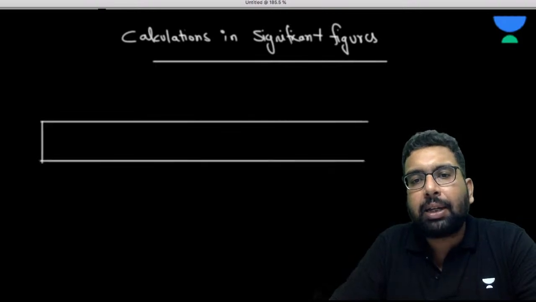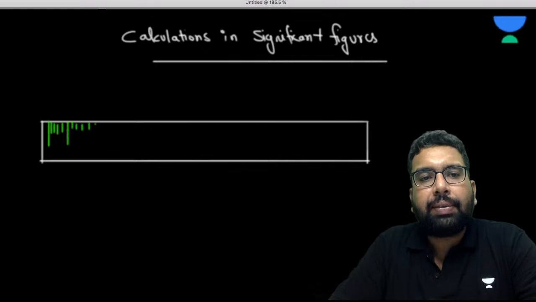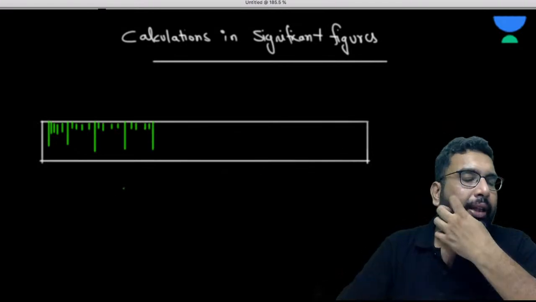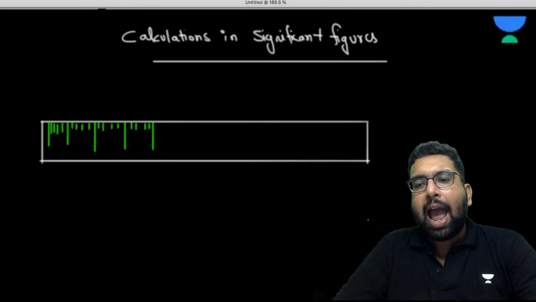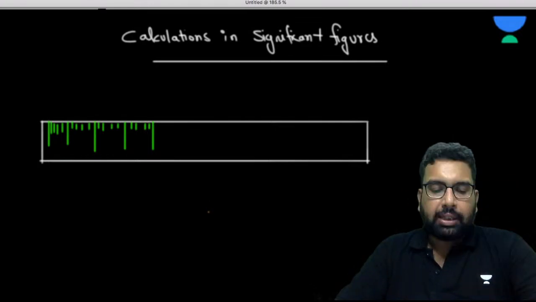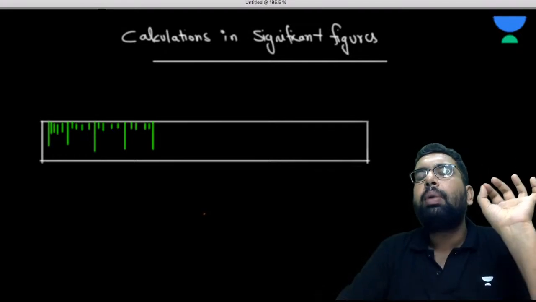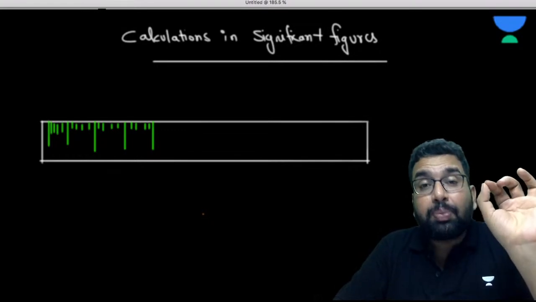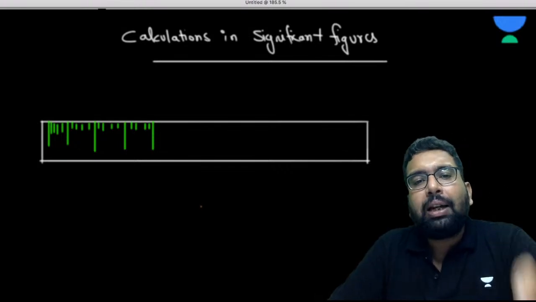How does a meter scale look like? This is a meter scale. We all have this at our home. We must have seen this. In this meter scale, we see some divisions. Now please use your common sense and tell me, what is the smallest measurement with accuracy a meter scale can do?